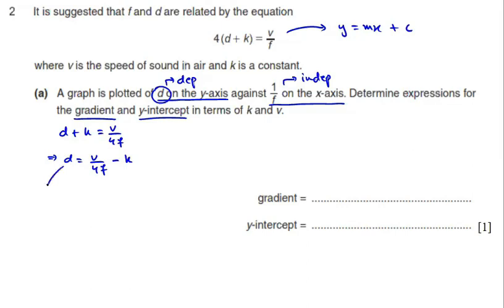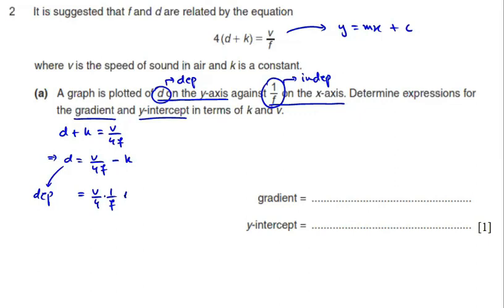Now, d, the dependent variable, is in its place, and on the other side of the equation, we have two terms. Now, we have to identify the term that contains the independent variable. The independent variable is 1 over f, and this is the term that contains 1 over f. So, let's separate 1 over f from the rest of the term first to determine the expression for gradient. So v over 4f can be written as v over 4 times 1 over f. And the other term on the other side of the equation is minus k, that adds to the term that contains 1 over f.